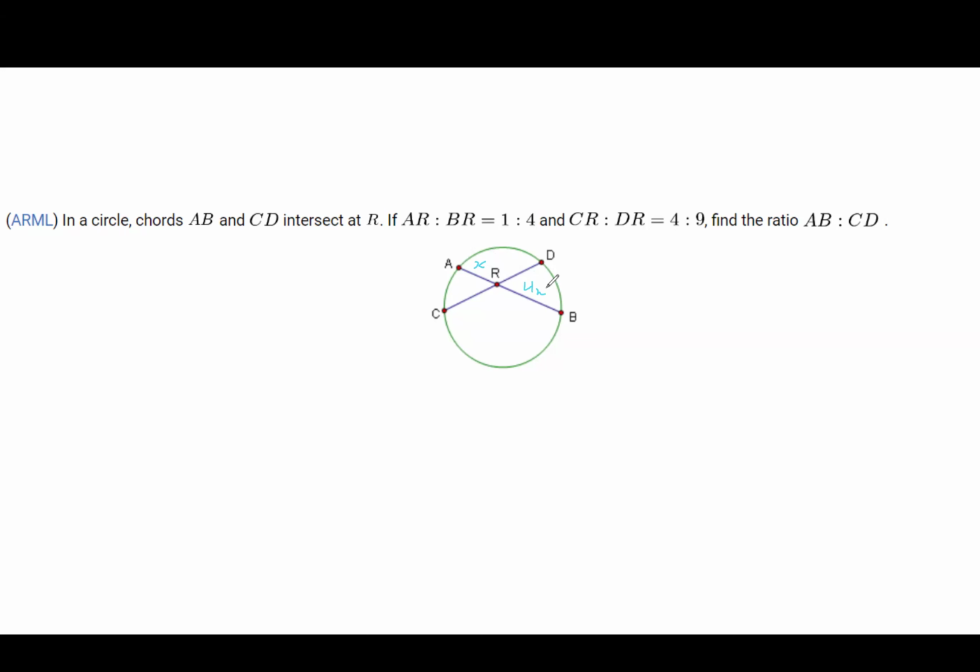Okay, so similarly, we can make the length DR equal to 4y and RC equal to 9y, because the ratio of CR to DR is 9 to 4. Oh wait, I think I've made a mistake. It should be the other way around.